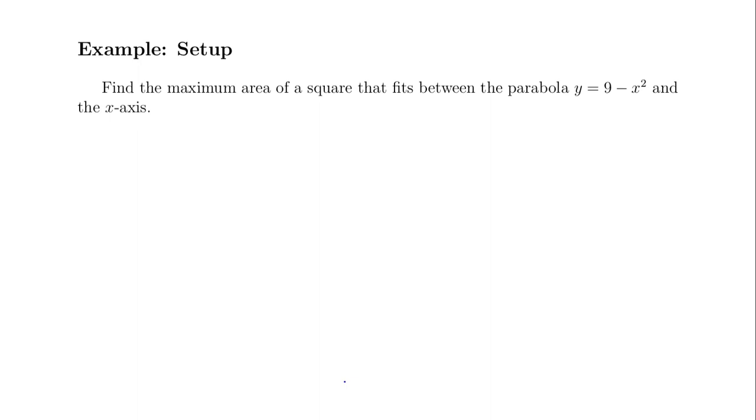Find the maximum area of a square that fits between the parabola y equals 9 minus x squared and the x-axis. So we're going to be looking at a square here, which maybe actually I want to change.